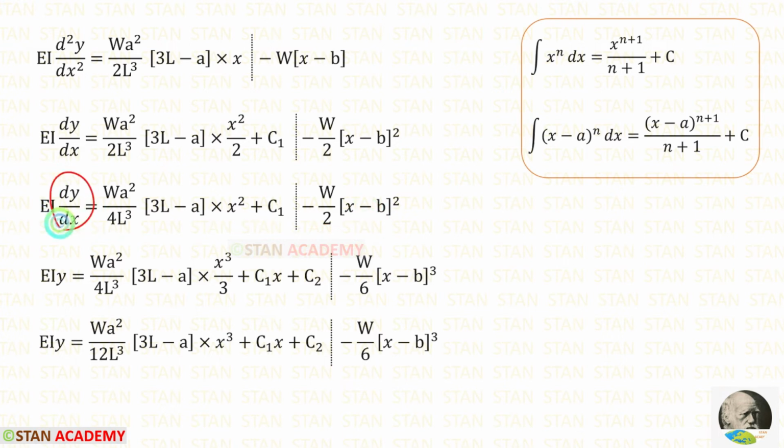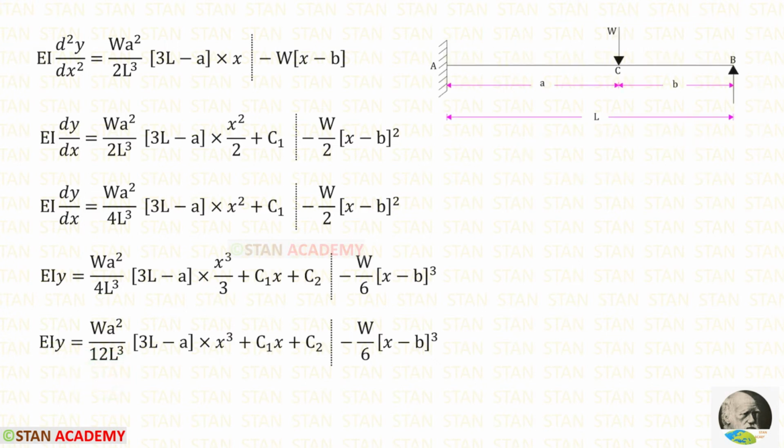When we integrate dy upon dx, we will get y. When we integrate x square, we will get x cube upon 3. When we integrate x minus b the whole square, we will get x minus b the whole cube by 3. 3 into 2, we will get 6. When we integrate C1, we will get C1x. C2 is the new constant. 3 into 4, we will get 12.